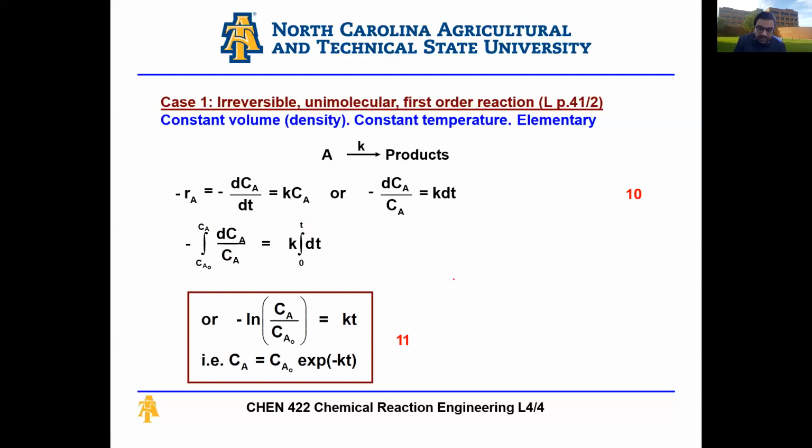Let me just write the intermediate steps for this derivation. So basically, I'm going to get the integral of dCA/CA from CA naught to CA equal to the integral of K dT from 0 to T. And this is basically going to be ln CA minus ln CA naught is equal to KT. And from here, you get this final expression, okay?